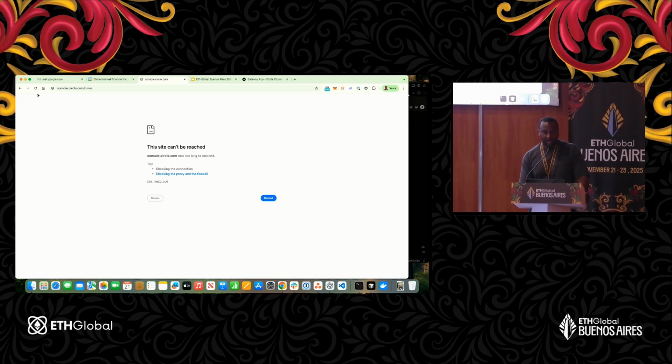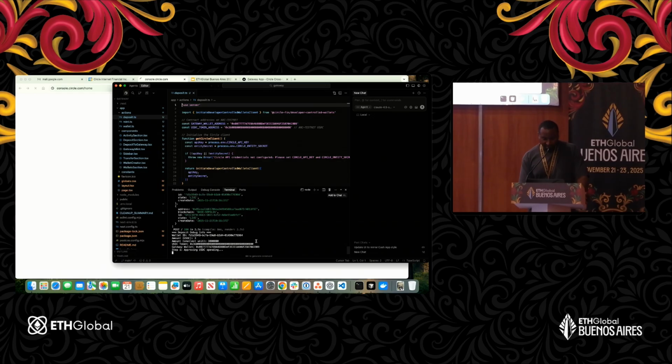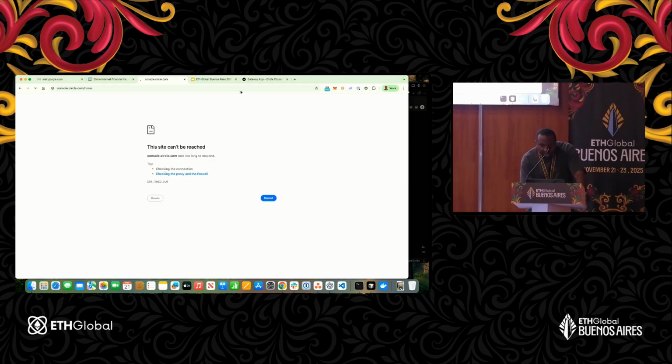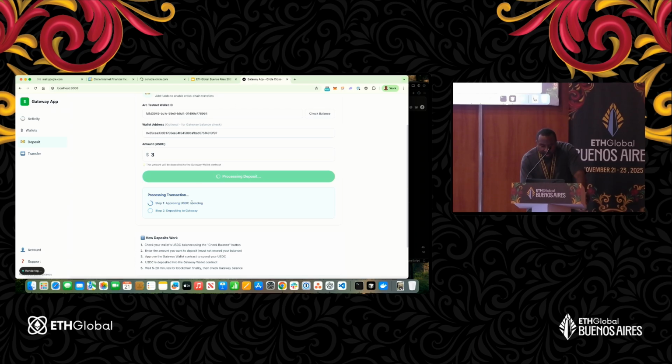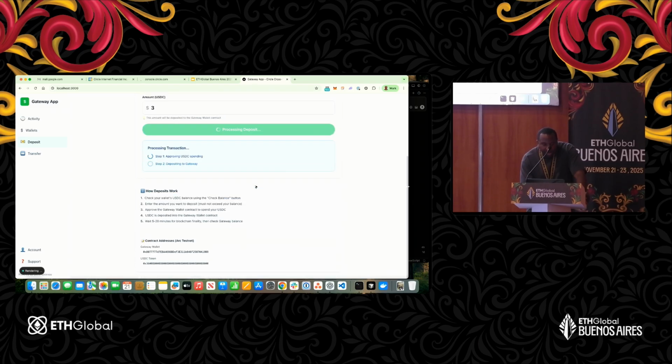Alright. The internet is just really, really bad. Yeah, it's going in and out, but it looks like the deposit flow is getting stuck. So it's trying to approve the spend. Yeah. If I had better internet, I could show you guys the flow.